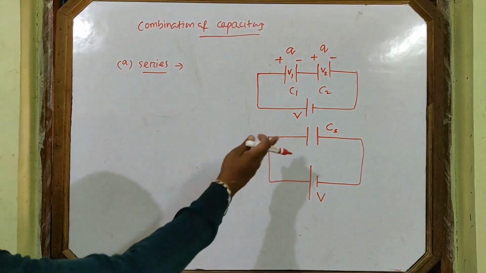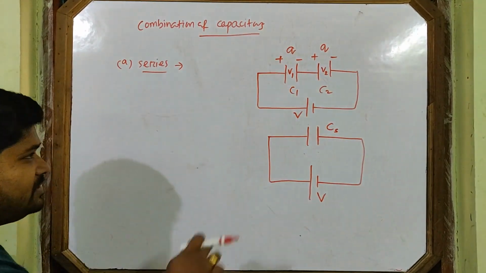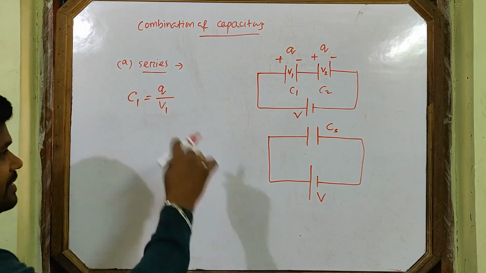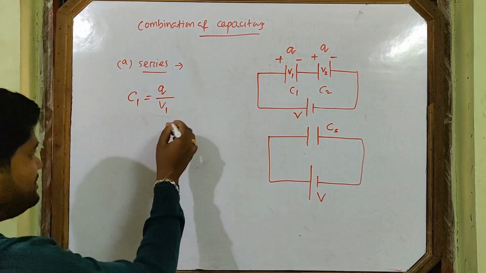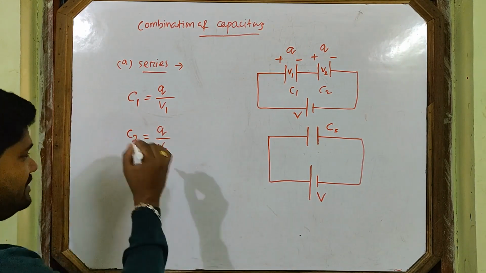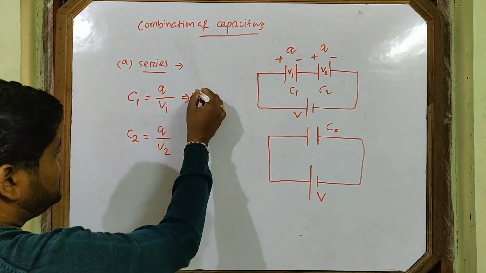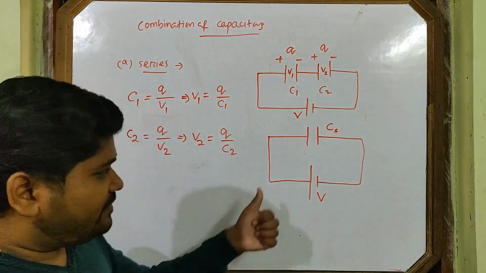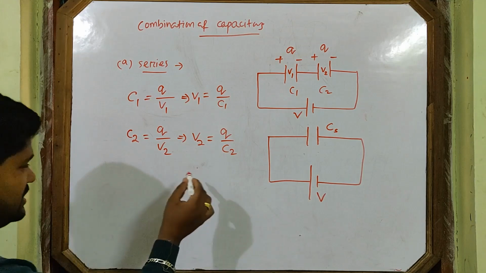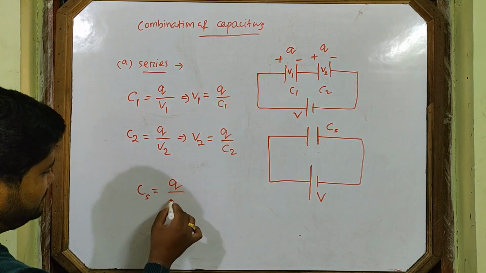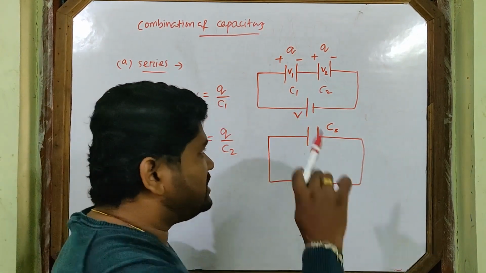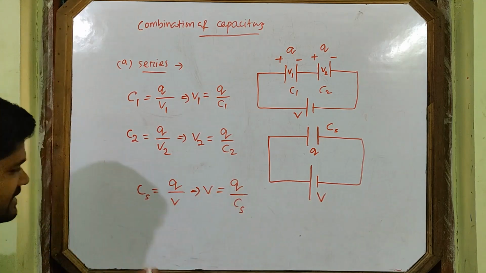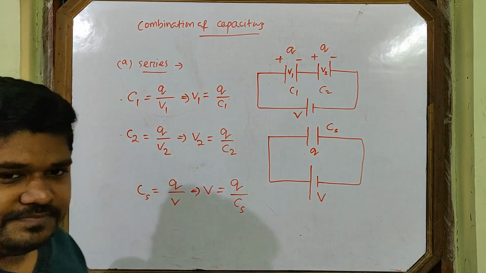Now let's find the expression for this effective capacitance in terms of C1 and C2. For the first capacitor, C1 is equal to Q by V1. For the second capacitor, C2 is equal to Q by V2. So V1 is equal to Q by C1, and V2 is equal to Q by C2. For the combination, CS is equal to Q by V, the charge being the same. That means V is equal to Q by CS. This is for the combination, and those are for the individual capacitors.